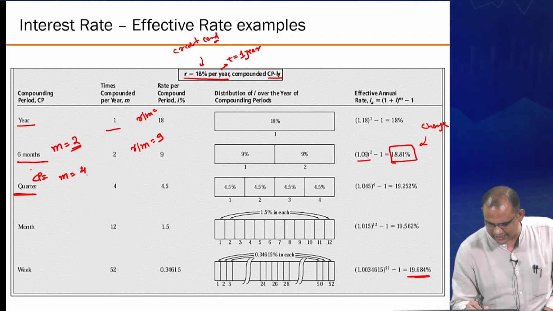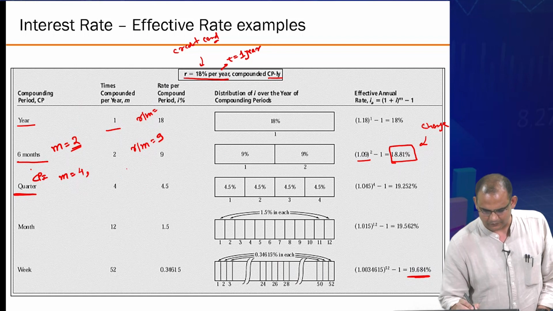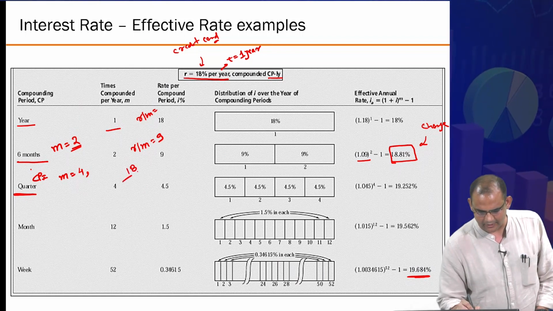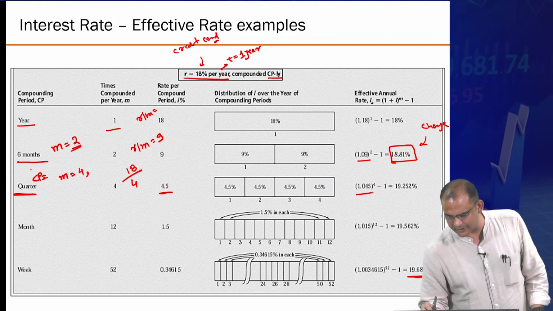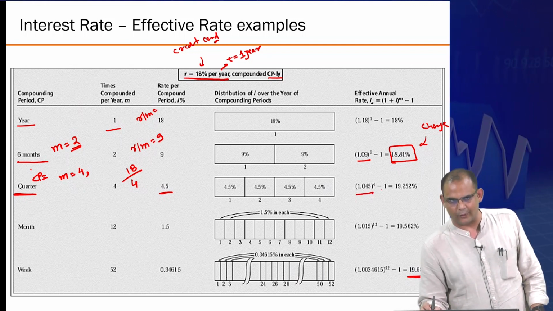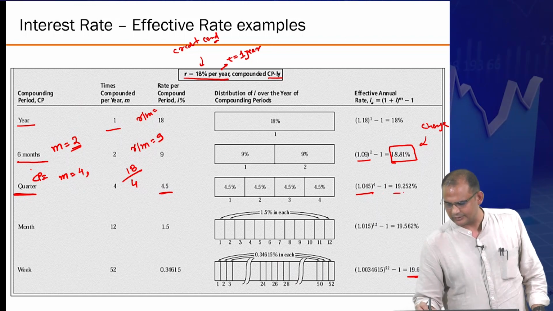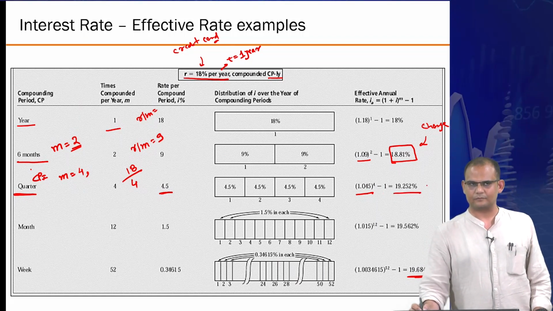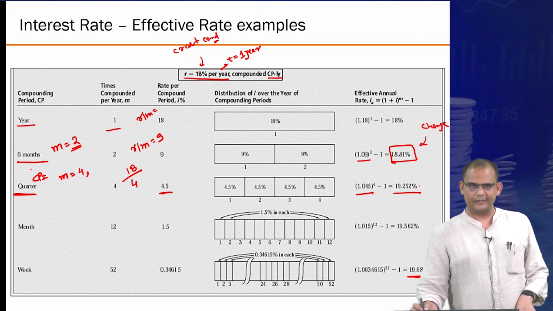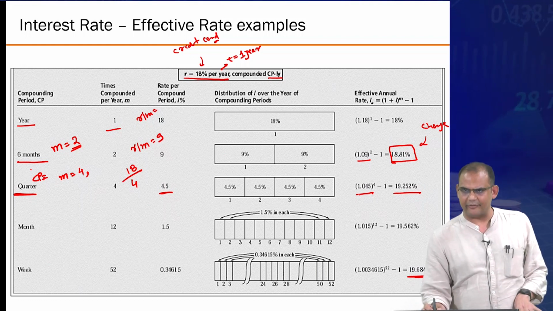What is the effective rate per quarter? 18 by 4.5%. You put in the formula 1.045 to the power 4 minus 1 comes out to be 19.252%. Okay? Why this formula is coming, everyone is able to see?